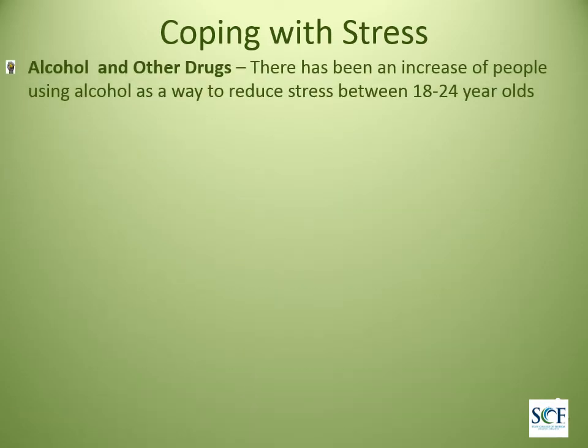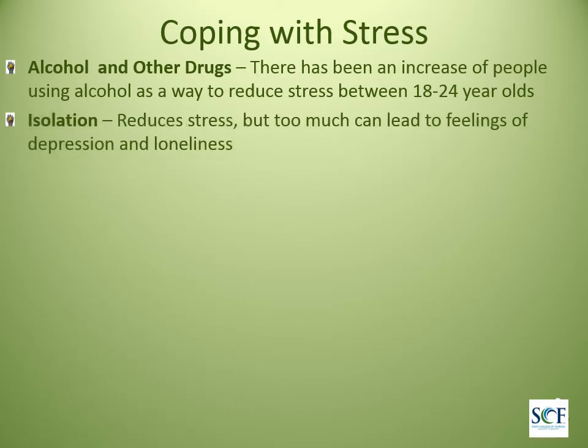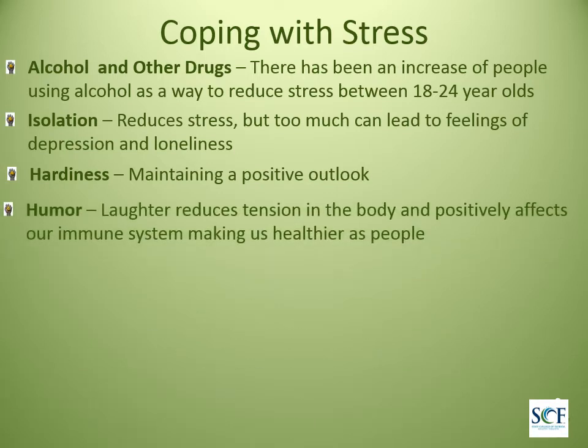When coping with stress, people will use both positive and negative mechanisms. The negative use of drugs and alcohol as a way of coping with stress has increased over the years for college students between the ages of 18 and 24. Isolation can help reduce stress, but too much can lead to feelings of depression and loneliness. Hardiness, which is maintaining a positive outlook on things, is a more productive way for dealing with stressful situations. Humor and laughter reduces tension in the body and has a positive effect on our immune system, making us healthier as people.